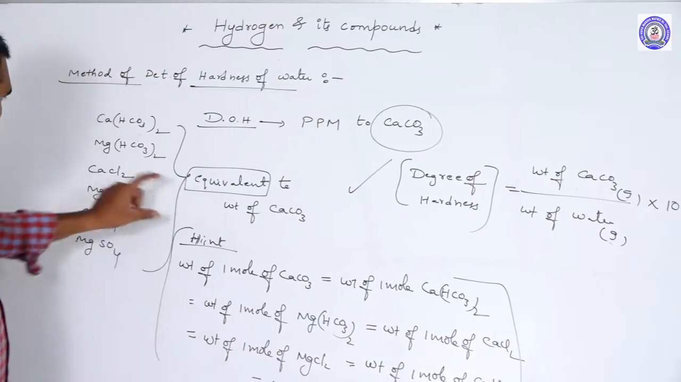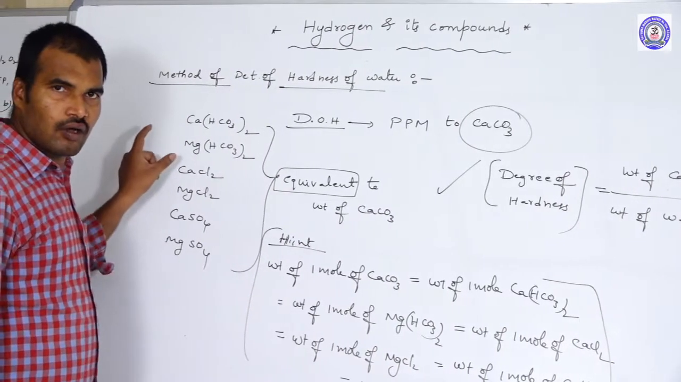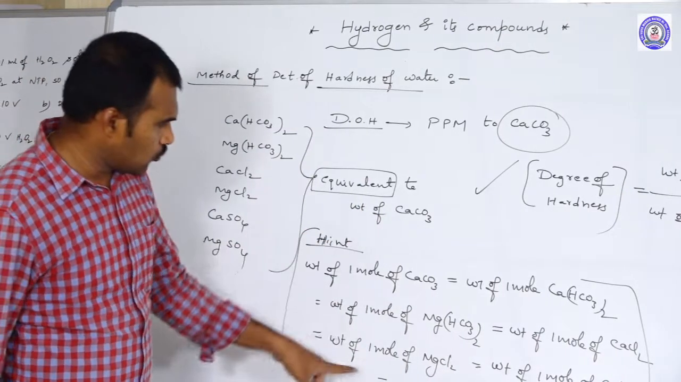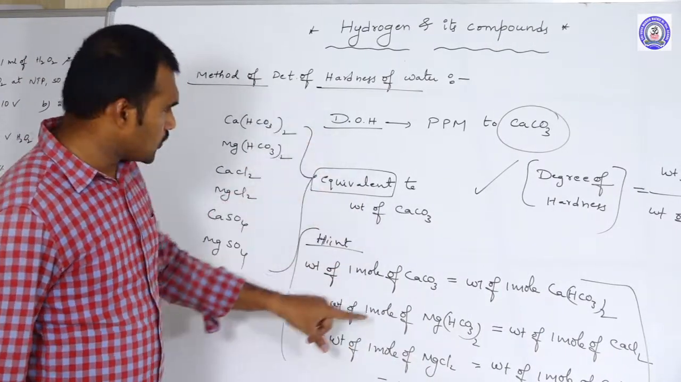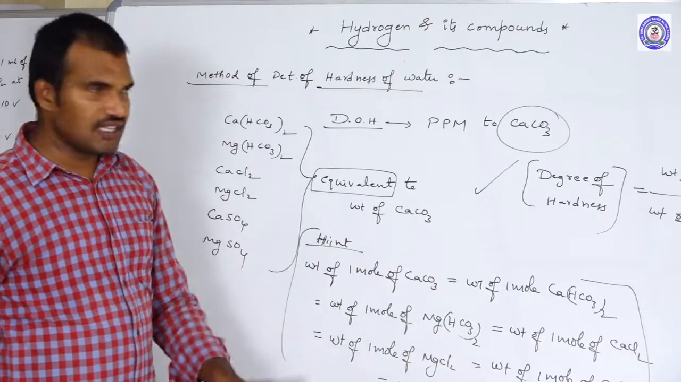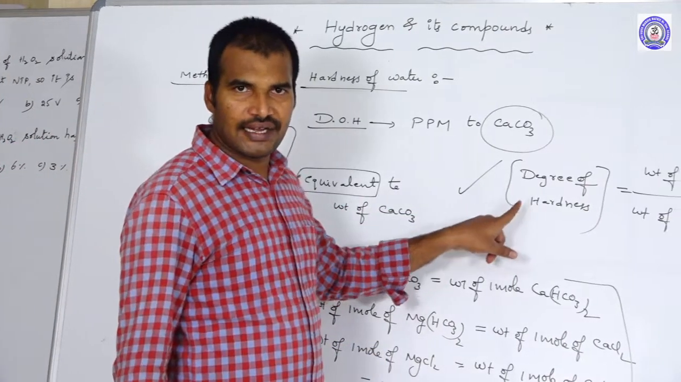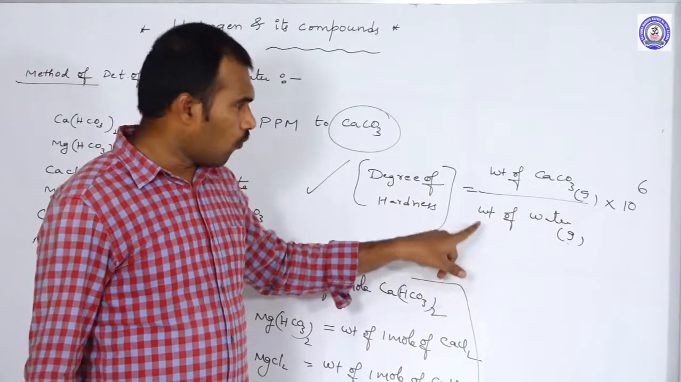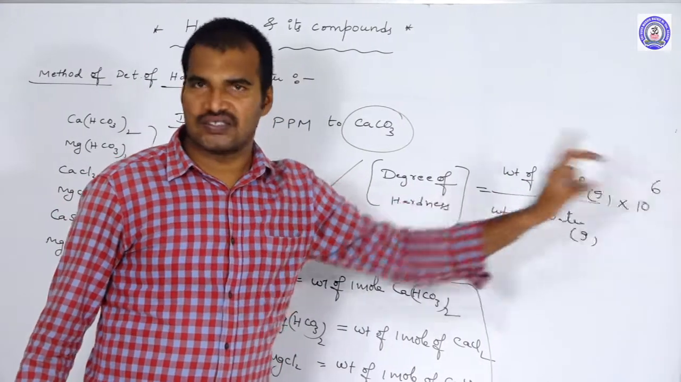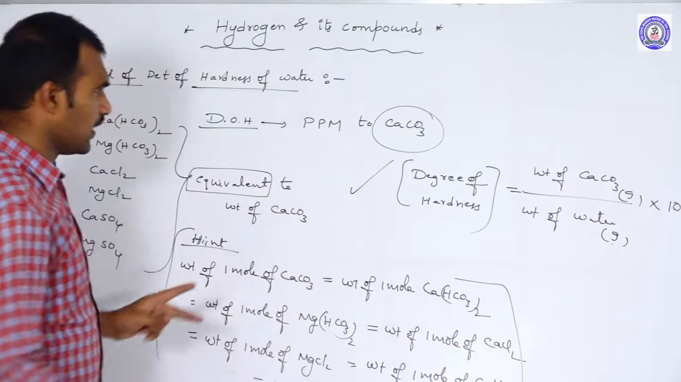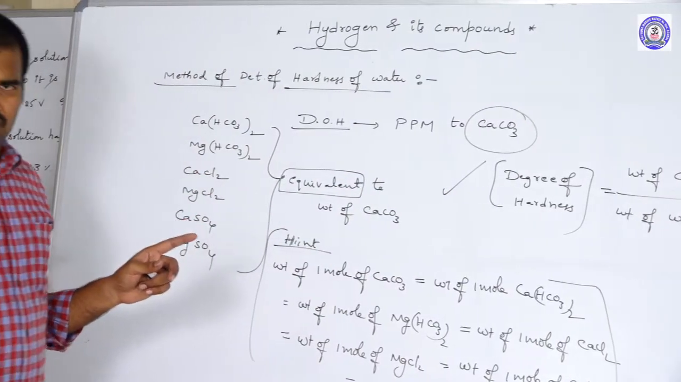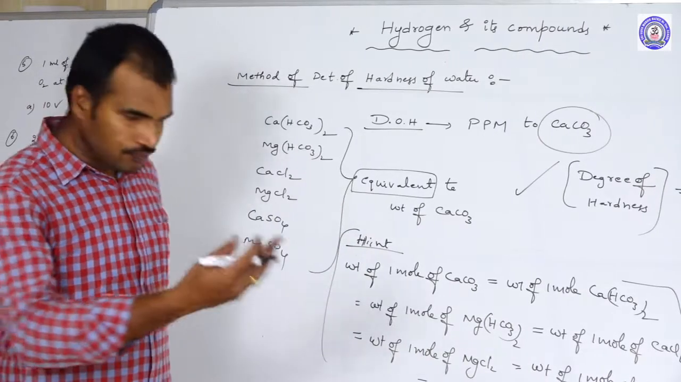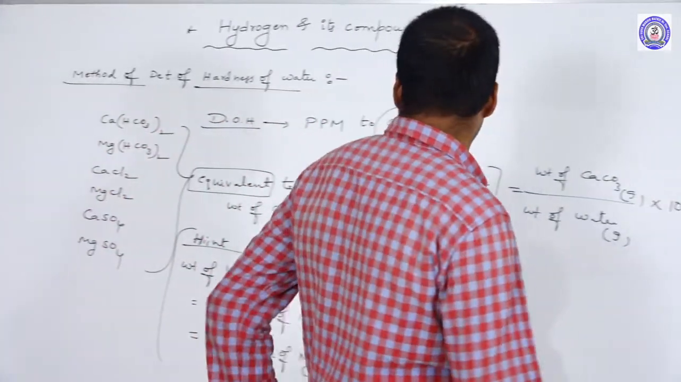So once again, first you convert the weights of all these salts into weights of CaCO3. Once you have converted these, the formula is: degree of hardness is equal to weight of CaCO3 divided by weight of the water in grams, multiplied by 10^6. This is a simple way to calculate the degree of hardness. We will discuss a few problems after the concept. Okay, let us move to the next concept.